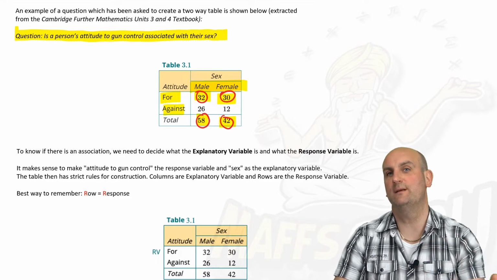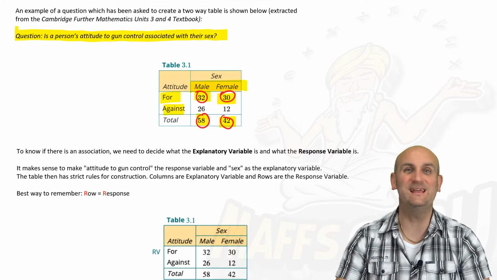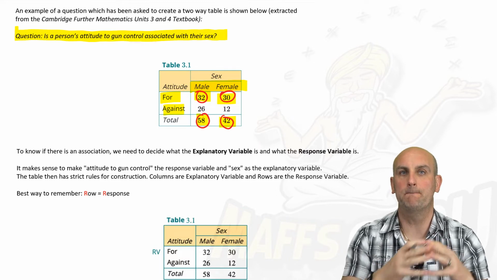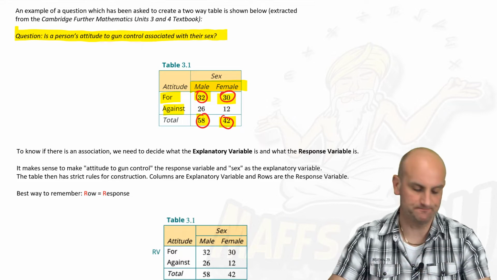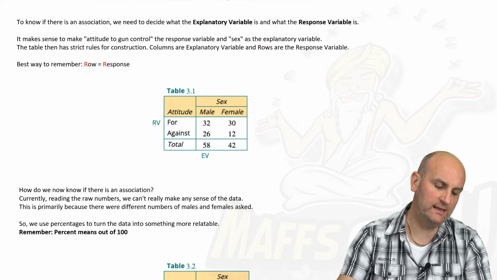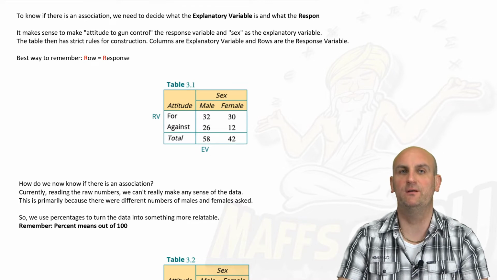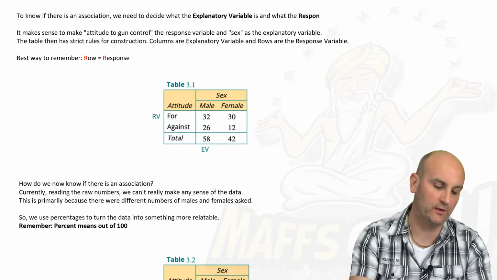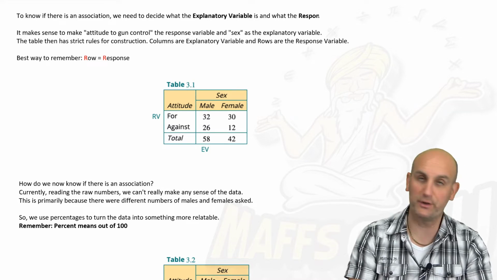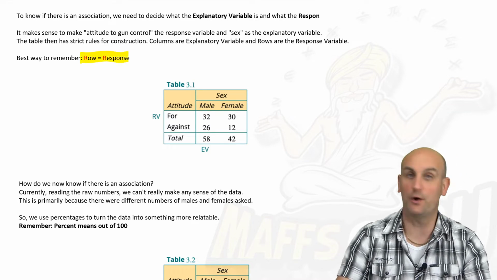So we're going to have to use something that we've been using in maths since year 9, and that is percentages. When we turn things into percentages, we can much better compare raw data. So we need to decide which is the explanatory variable and which is the response variable. First things first, these tables are always drawn where the response variable is the row data.